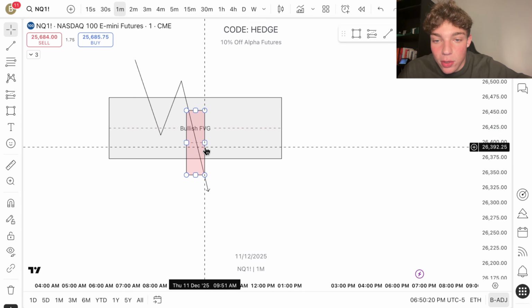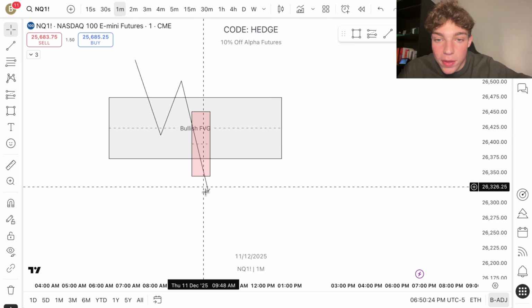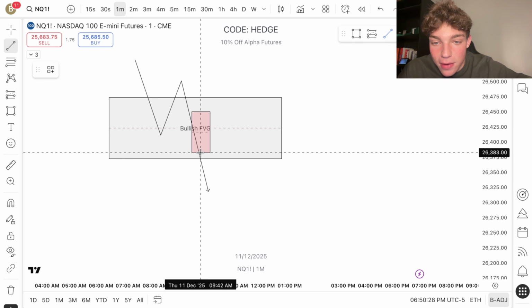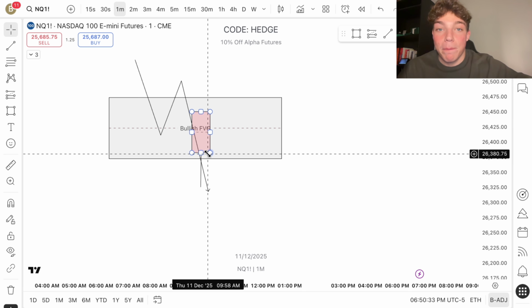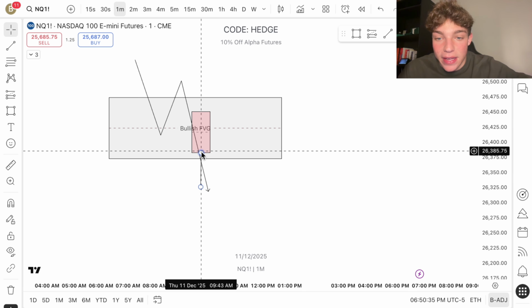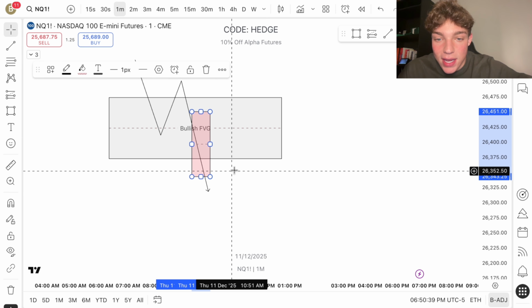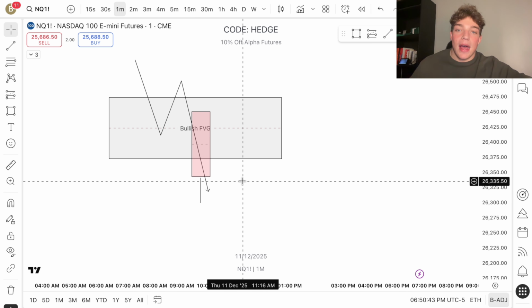What close through means is that the body of the candle closes through the fair value gap. So if your candle looked like this and only the wick came out of it, this fair value gap is not inversed because the body didn't close through it. But if the body were to close and it were to look like this, and then the wick was down here, that fair value gap is inversed. I can't stress this enough.